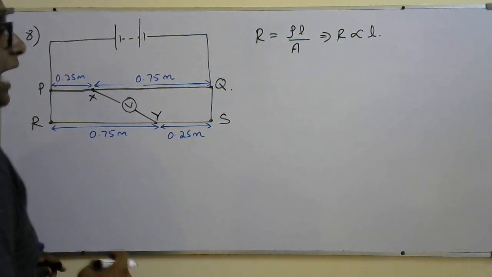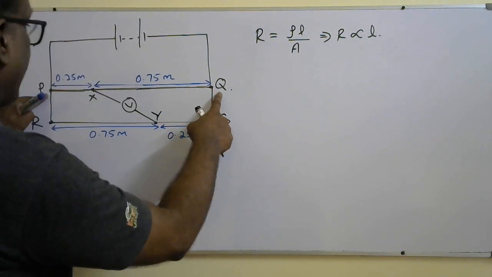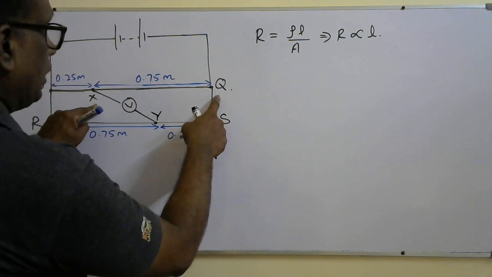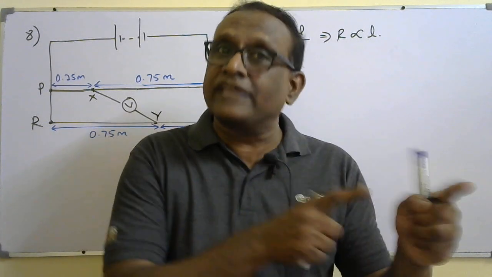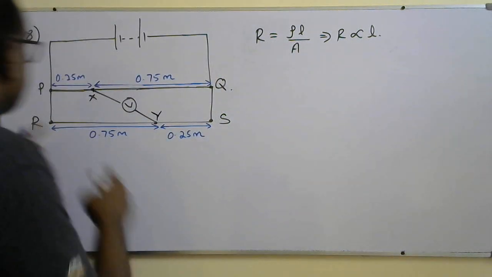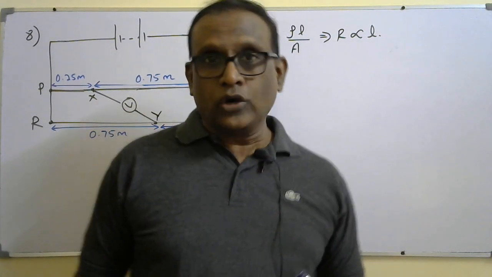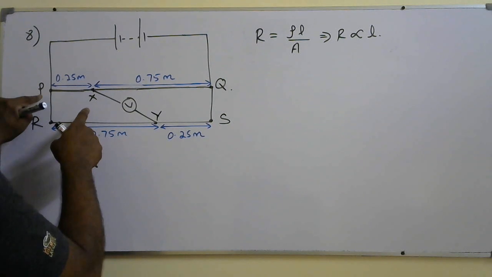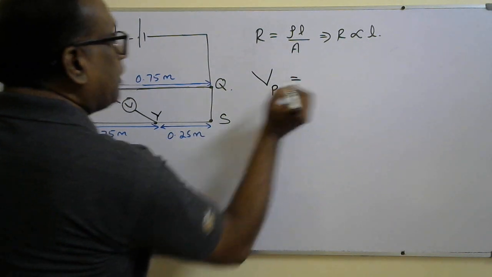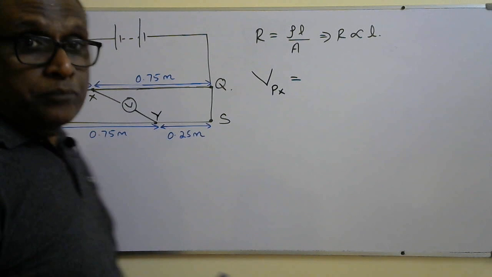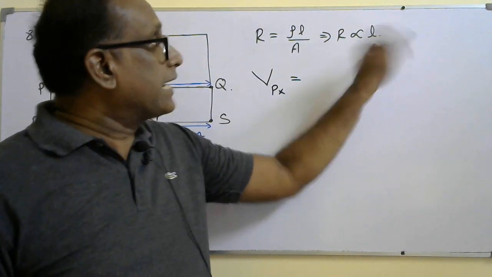And also we know that according to the potential divider method, the voltage applied across P and Q will be divided across Px and Xq in the ratio of their resistance. But we know that the ratio of the resistance is equal to the ratio of their length. So the potential difference across Px to Xq will be in the ratio of their length. So I can find the potential difference between point P and point X using the potential divider method in terms of length, not in terms of resistance, because resistance is directly proportional to length.